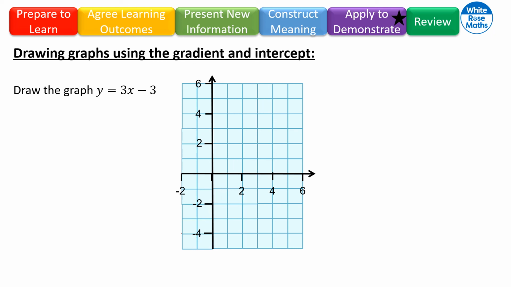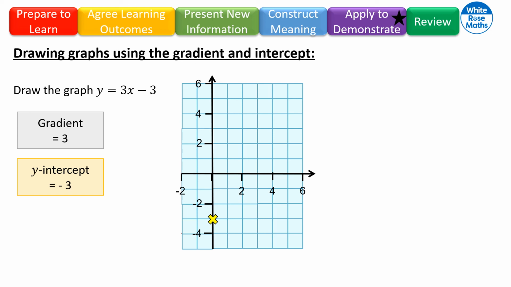So draw the graph y = 3x - 3. So I'm going to write down what my gradient and y-intercept is first. So we should by now know that my gradient is 3 and my y-intercept is -3. So I'm going to plot my y-intercept first of all. That gives me my starting point. So -3 is down there.